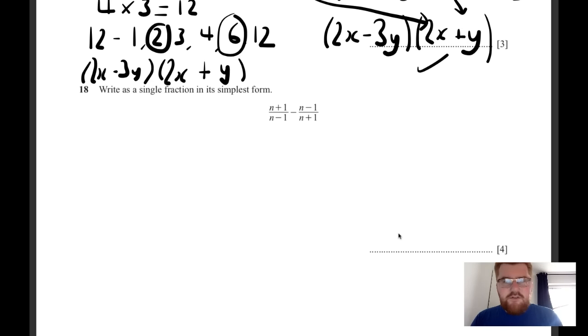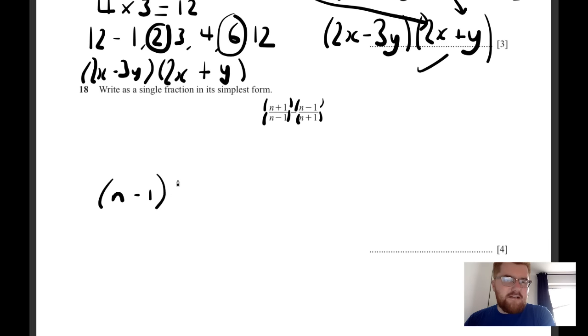Okay, so we want a common denominator first of all. So that's going to come from multiplying these two things together. Now remember, think of this in terms of brackets. We don't tend to write it in fractions, but that's going to help us visualize what's going on. So our common denominator is going to be n minus 1, n plus 1. So that's going to be our common denominator for the entire rest of the problem.